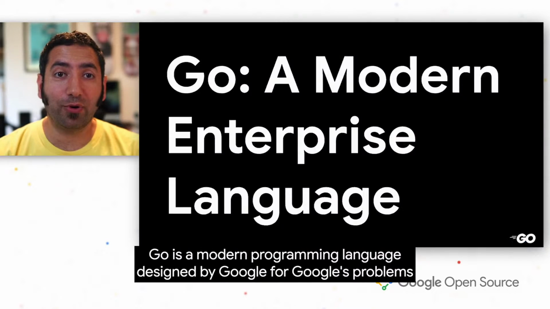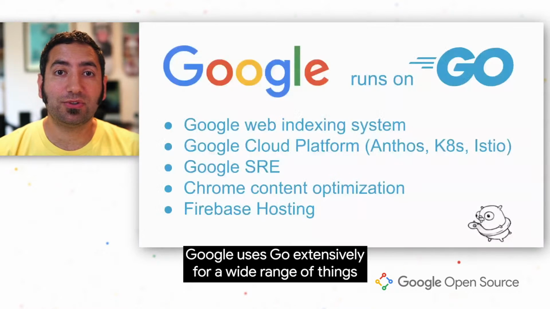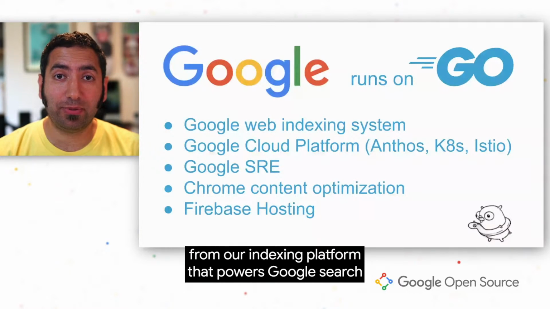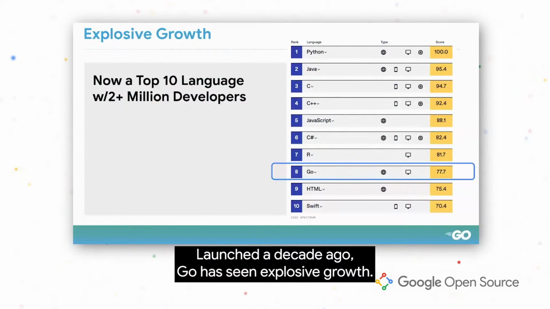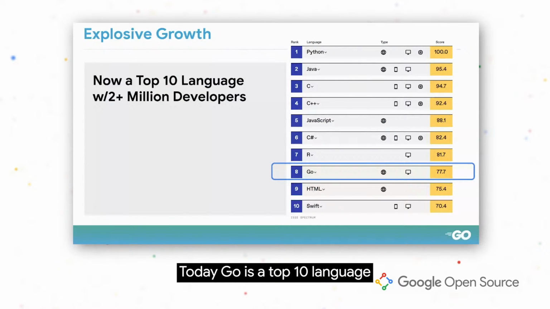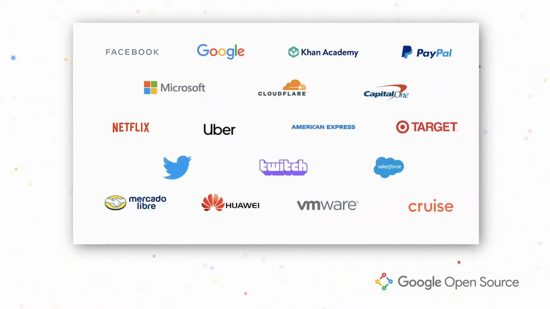Go is a modern programming language designed by Google for Google's problems of building and serving server-side software at scale. Google uses Go extensively for a wide range of things, from our indexing platform that powers Google Search to the infrastructure Google Cloud is built on. Launched a decade ago, Go has seen explosive growth. Today, Go is a top 10 language with broad adoption among the world's leading enterprises.